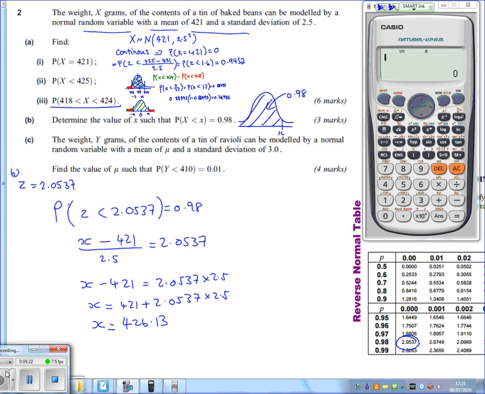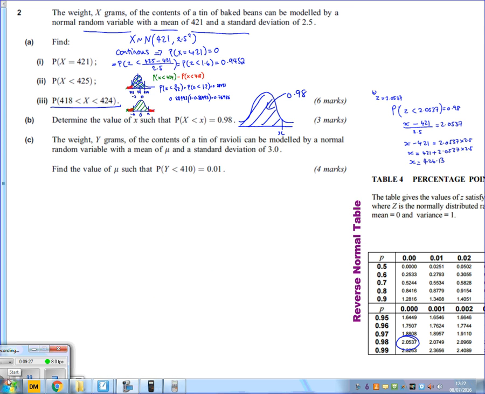So that's part B. And part C, so I've just tidied the screen up a little bit. Part C: the weight y grams of the contents of a tin of ravioli can be modelled by a normal random variable, y is distributed normally with a mean of mu and a standard deviation of 3, so the variance is 3 squared. This time we need to find the value of mu, so we don't know what the mean of the population is. But we do know that the probability of y being less than 410 is equal to 0.01.